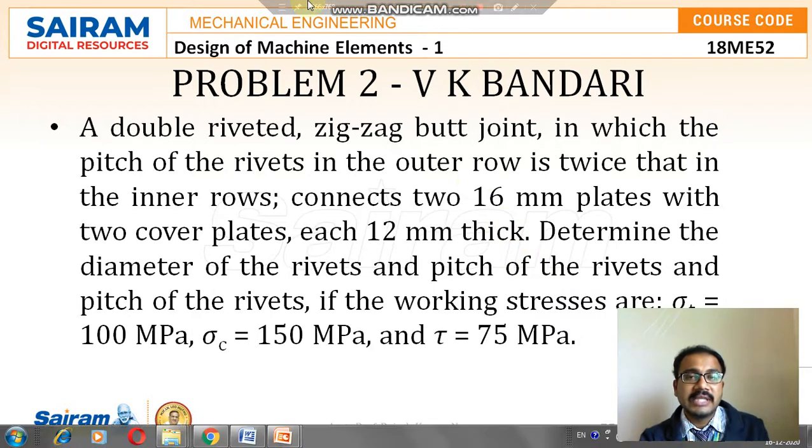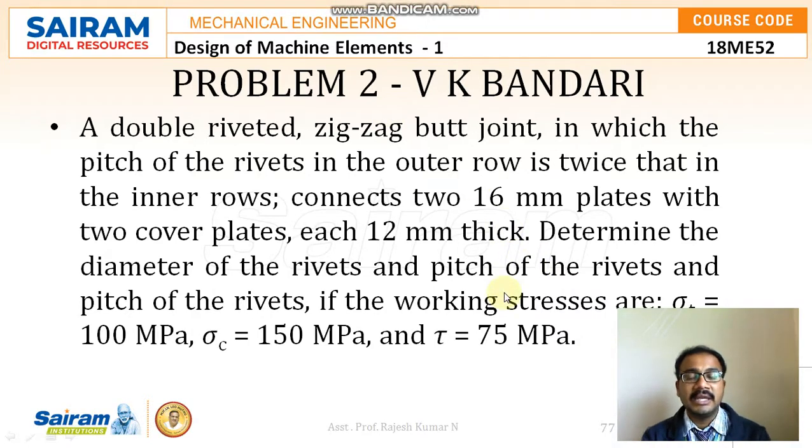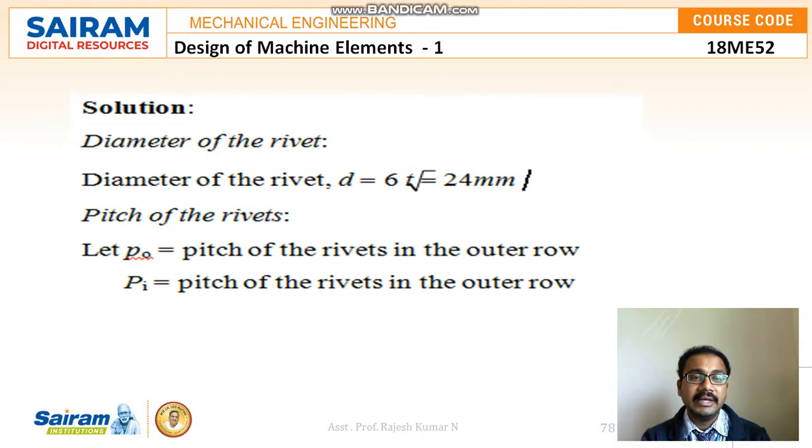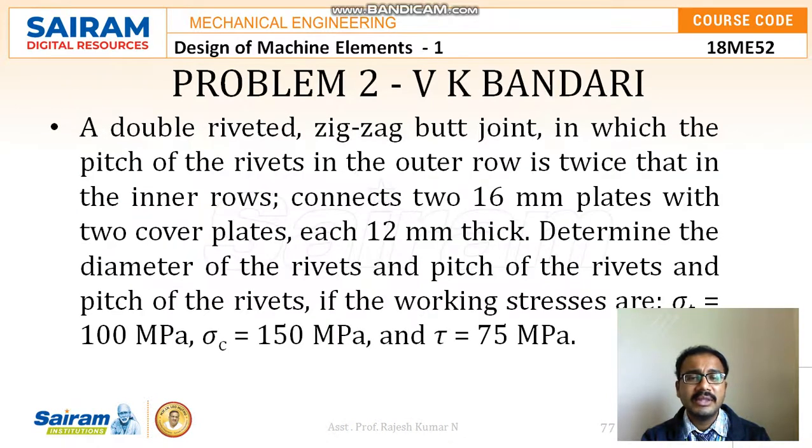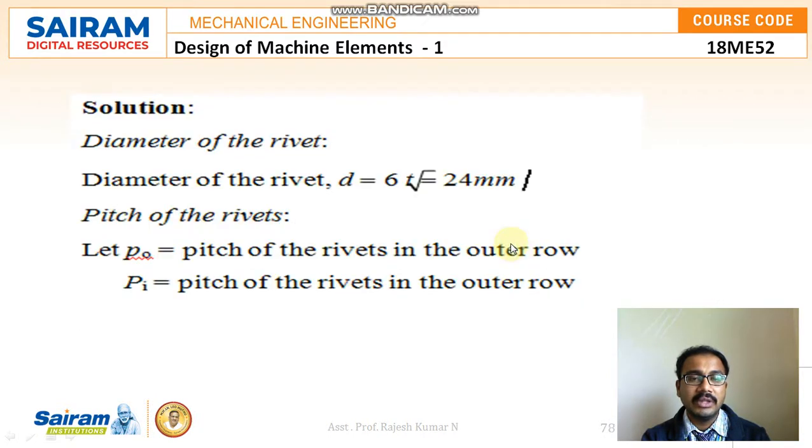Then similarly, we'll see the second problem, that is again from the author V.K. Bandari. The question is: a double riveted zigzag butt joint in which the pitch of the rivet in the outer row is twice that in the inner rows connects two 16 mm plates with two cover plates, each 12 mm thickness. Determine the diameter of the rivets and the pitch of the rivets, if the working stresses are tensile stress 100 megapascal, crushing stress 150 megapascal, and shear 75 megapascal. And since the thickness is greater than 8 mm, I can go with the formula.